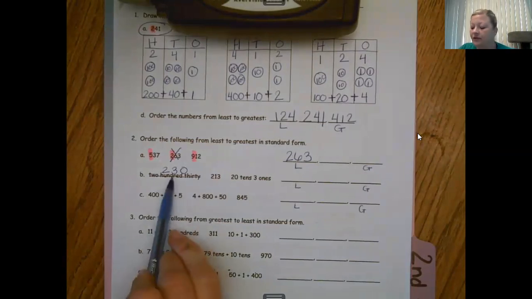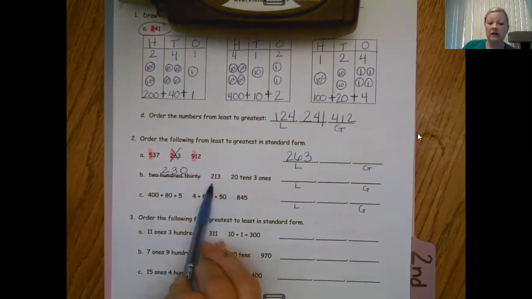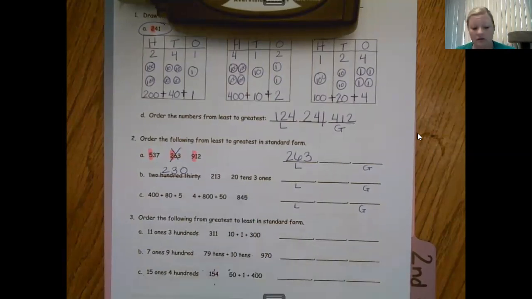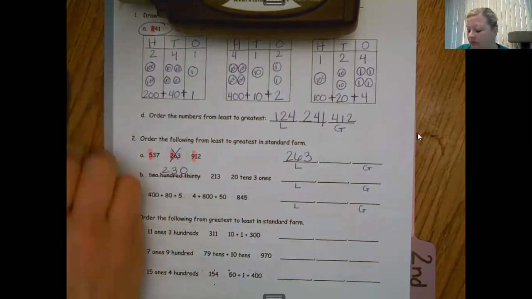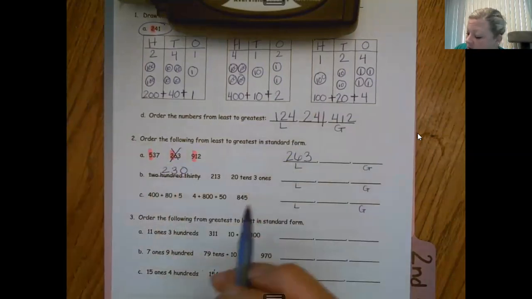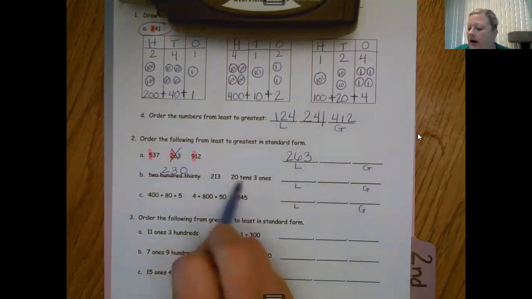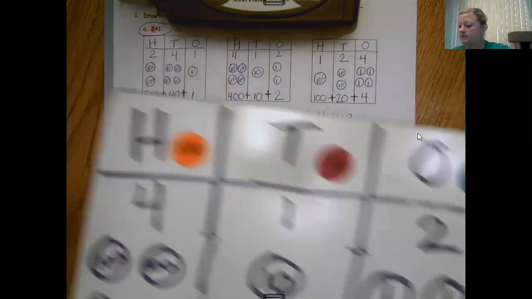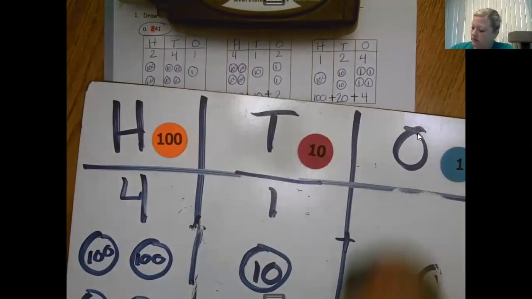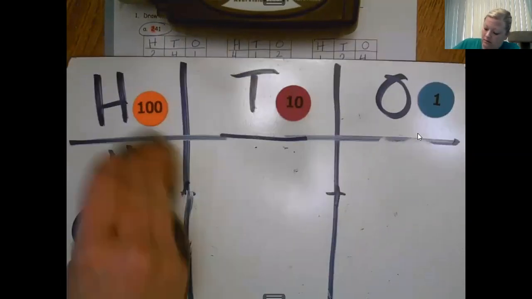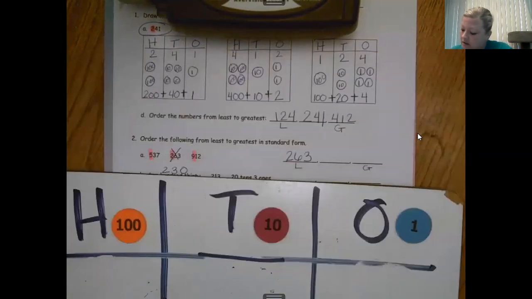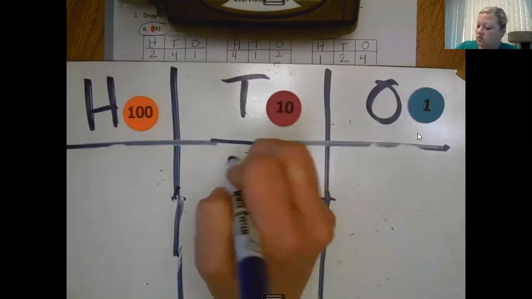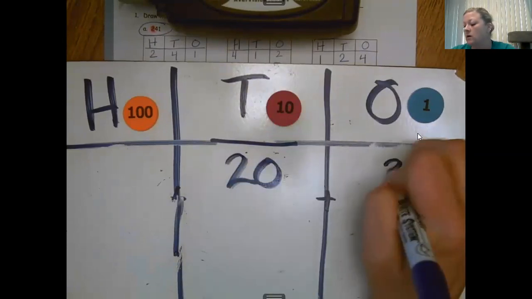So we have 230, 213, and 2 tens and 3 ones. So watch what I'm going to do. I'm sorry, 20 tens, oh my goodness, and 3 ones. So I'm going to show you my handy dandy whiteboard. So again, hopefully you caught my mistake in that last number. So we have 20 tens and 3 ones.